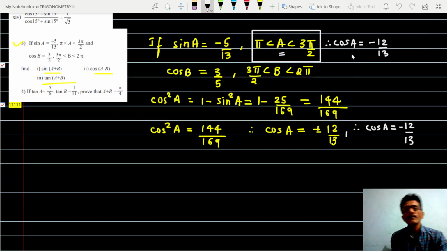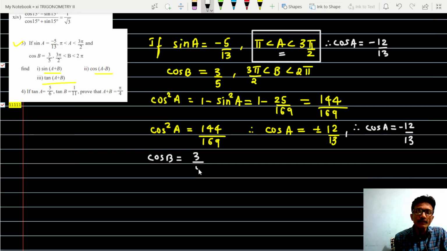In the third quadrant, sine and cos are negative. Then cos B is known to us, cos B is equal to 3 by 5. Therefore sine square B is equal to 1 minus cos square B, which is equal to 1 minus 9 upon 25.